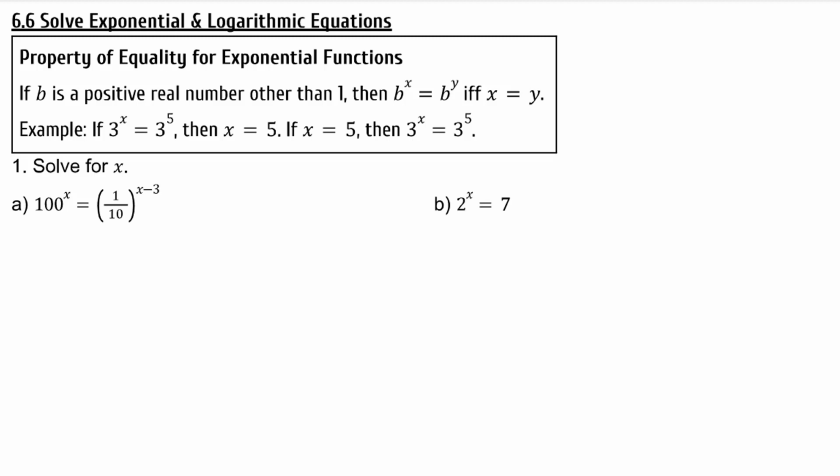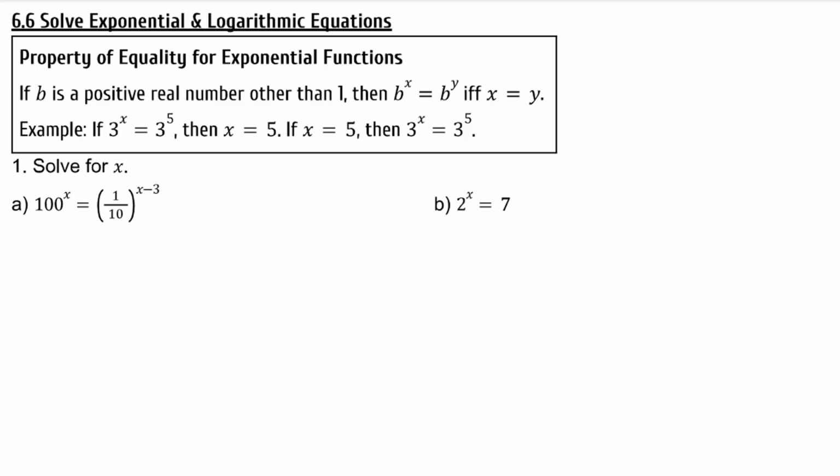Today we're going to solve exponential and logarithmic equations. The property of equality for exponential functions is: if b is a positive real number other than 1, then b to the x equals b to the y if and only if x equals y. For example, if 3 to the x equals 3 to the 5, then x equals 5. And conversely, if x equals 5, then 3 to the x equals 3 to the 5.